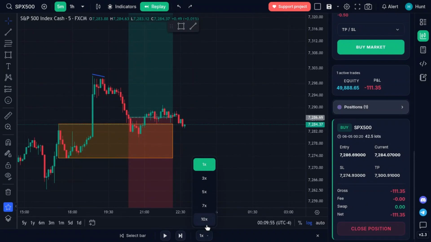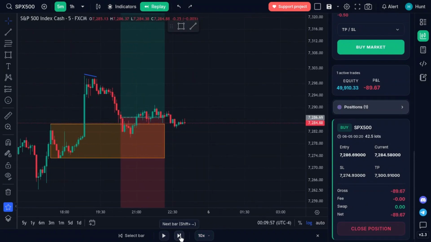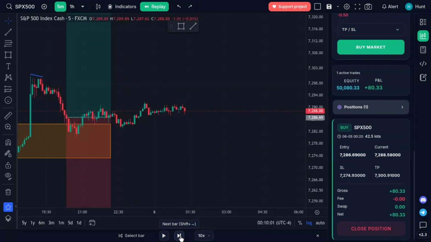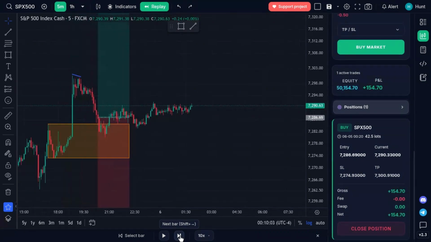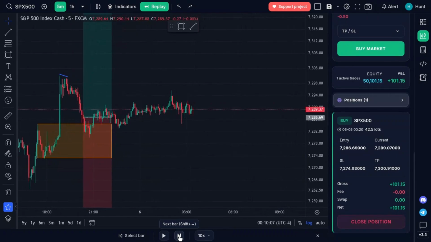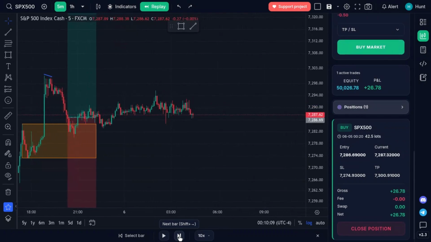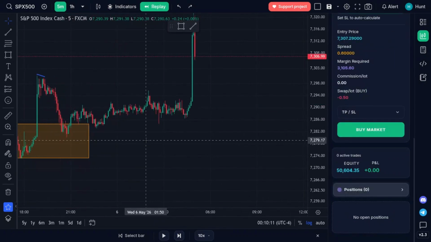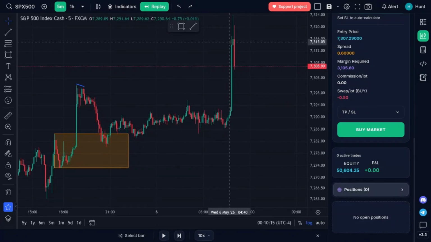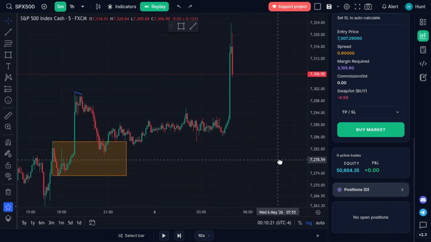Alright, this is taking forever, so I'm going to speed up the candles a little bit. Goodness gracious, this trade is taking 10 years. Well, this is the first trade, so let's see how it goes. So far it's not looking too great. Oh, never mind. Spoke too soon. Alright, so price hit take profit. We're up $600, so our equity is currently at 50,604.